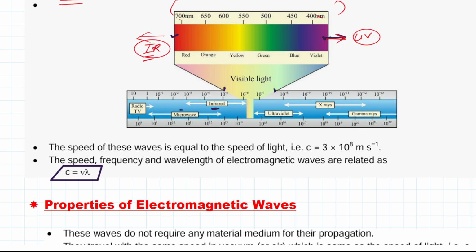So the speed of these waves is equal to the speed of light. So what is the speed of light? It is C equal to 3 into 10 to the power 8 meter per second. So the speed of waves is equal to the speed of light. The frequency and wavelength of electromagnetic waves are related as C equal to nu lambda, where nu is the frequency and C is the speed of light.